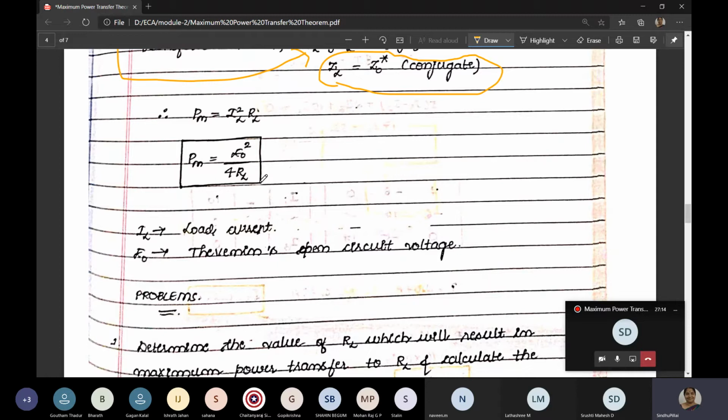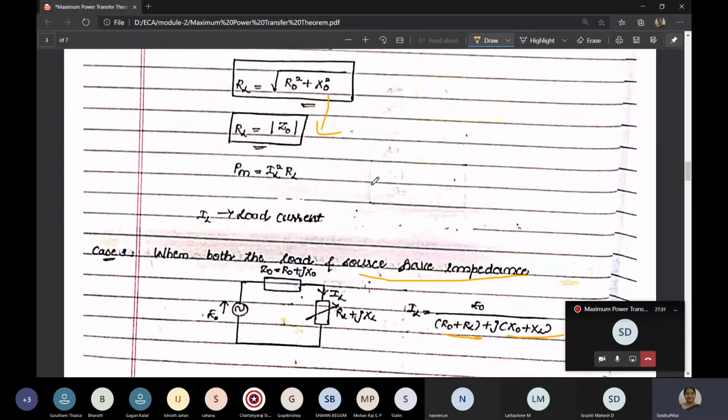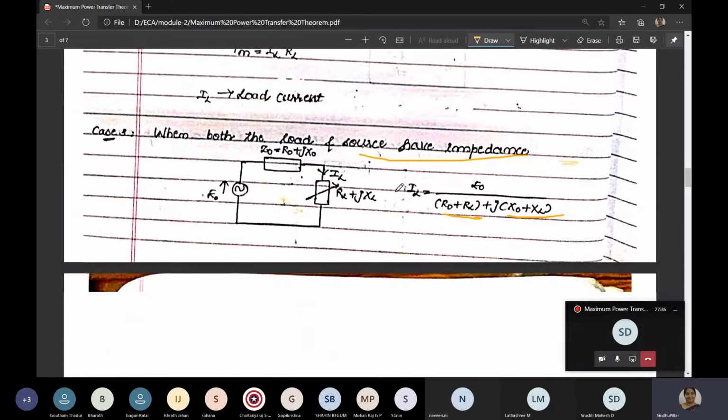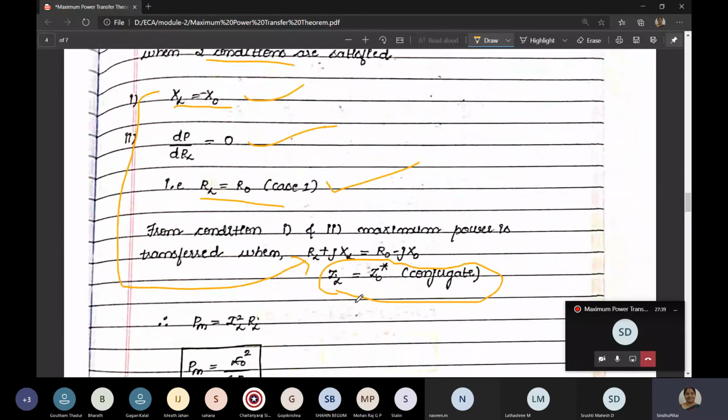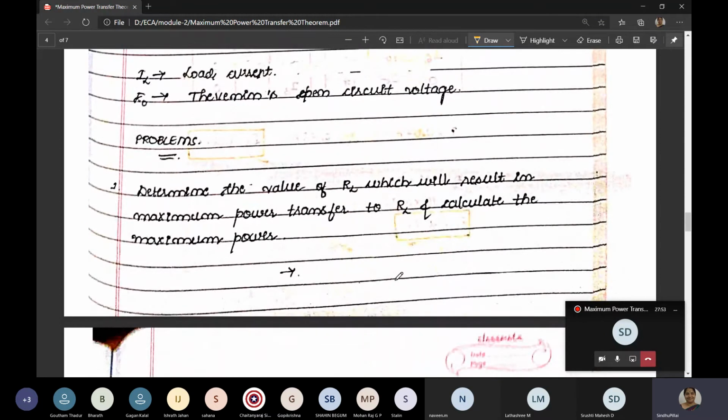First, whenever they give the problem, you have to check which case it is, whether the load is resistive or the source is resistive or both are resistive, or is it case 3. You have to check accordingly and apply the formula. And for the second case, RL is equal to the magnitude of Z naught. And for the third case, the load impedance ZL is equal to the conjugate of Z naught. How to take this conjugate and how to take the magnitude, we'll see when we go for the examples. We will do examples in tomorrow's class.